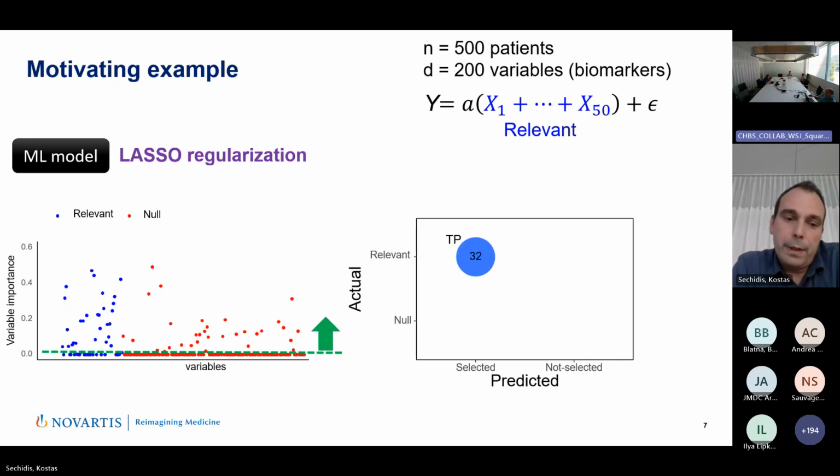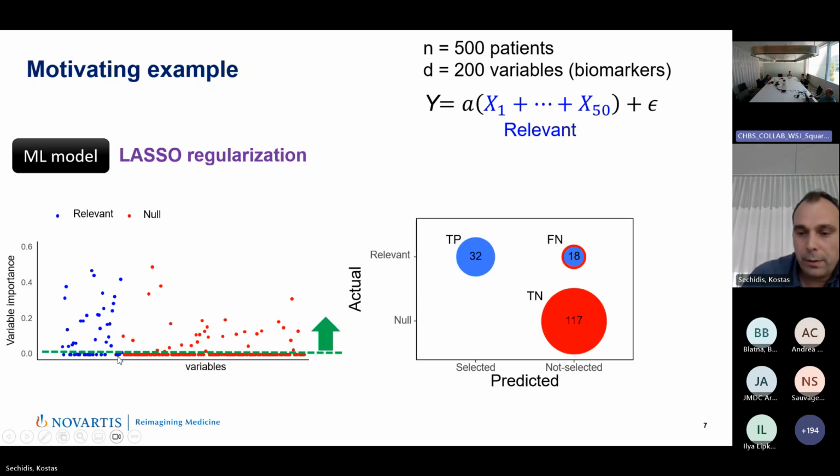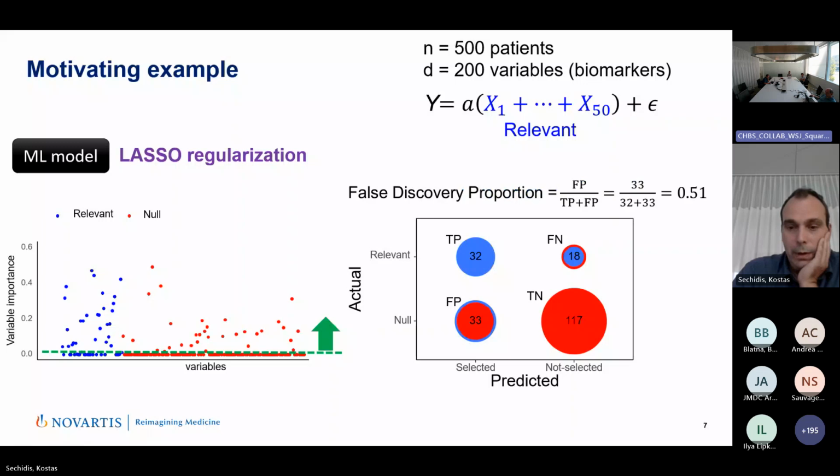In this case, there are 4 things that can happen. The model correctly identified 32 variables as relevant, gave non-zero coefficients while they were blue. 18 variables were relevant, but the model set them to 0, so we missed the selections. Then 117 variables were correctly not selected because they were irrelevant. But the thing that worries us more is that 33 variables, which were noise, irrelevant, have been assigned a non-zero coefficient. So if we move with these selections, the false discovery proportion in this case is almost 1 out of 2. So 1 out of 2 of our findings are noise. They are not inside the set of variables that we are interested in.